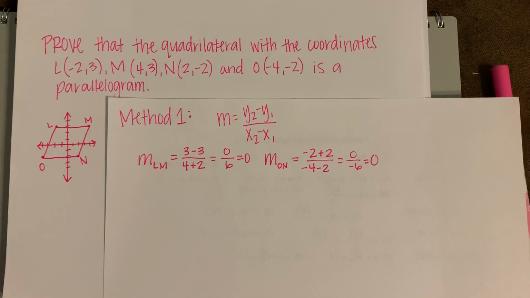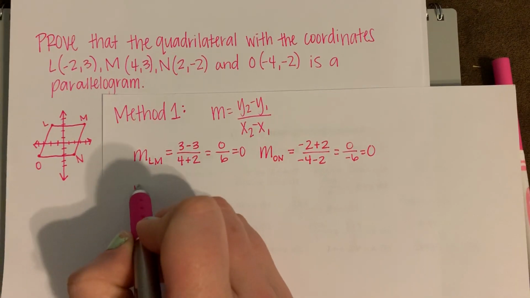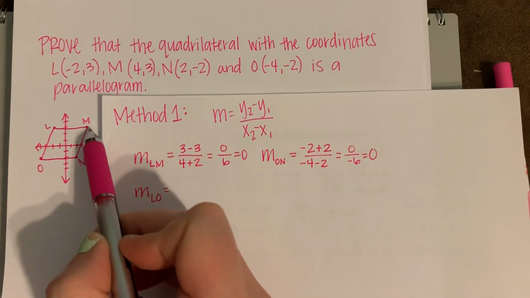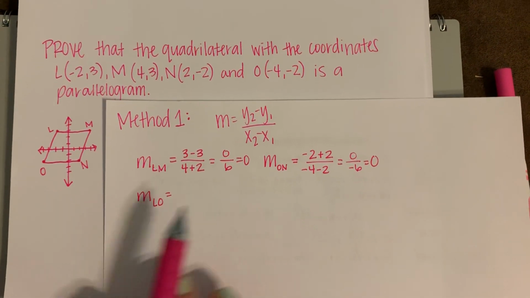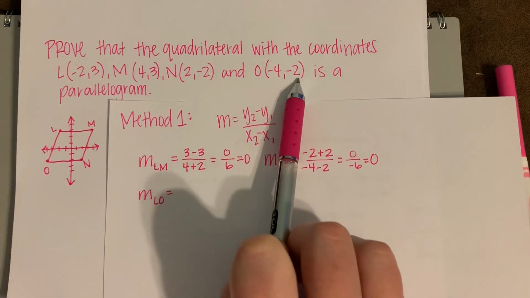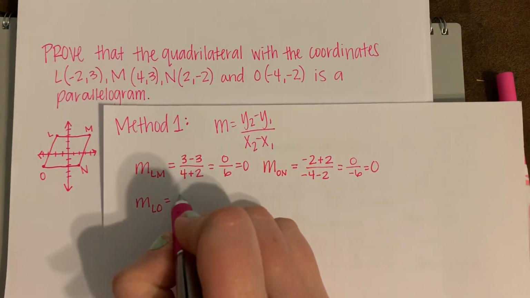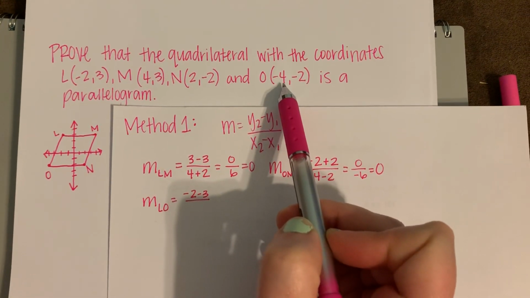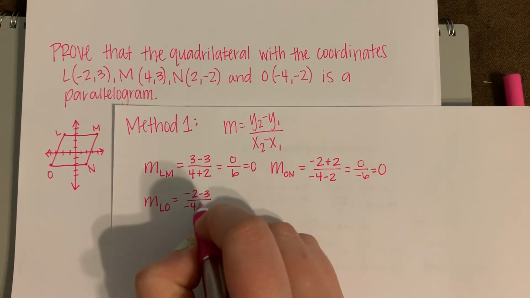You have to make sure that you check both pairs of opposite sides though. So I also need to check the slope of LO, the left side, and the slope of MN, the right side. To find the slope of LO, I'm using these 2 points, same slope formula, y2 minus y1. So negative 2 minus 3 over x2 minus x1, negative 4 minus a negative 2.